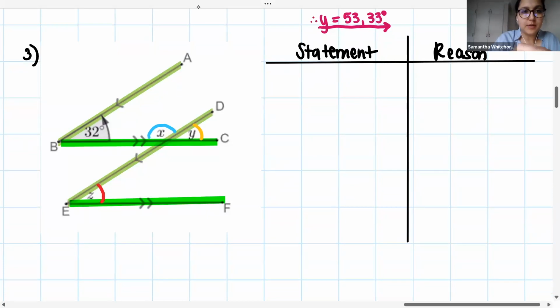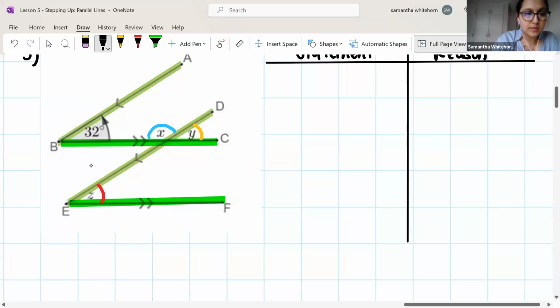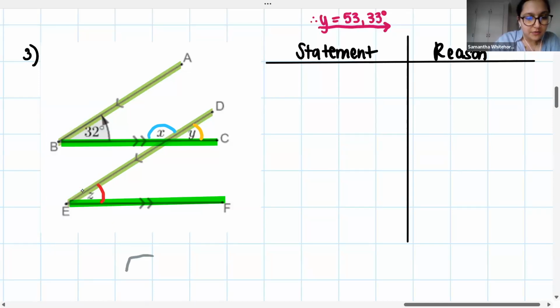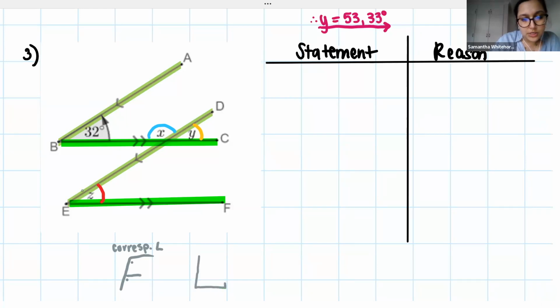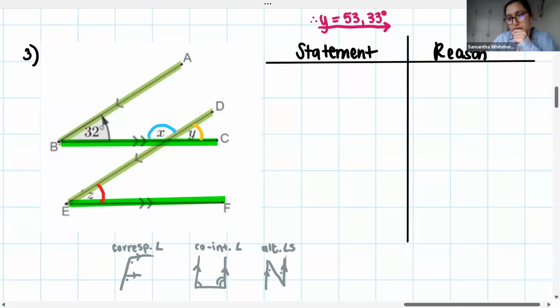Just going to put a little reminder of our parallel line reasons at the bottom because I don't want us to make silly mistakes. Remember the F shape, where those 2 angles are equal, that is corresponding. The U shape, where if we add these angles together to get 180 is co-interior angles. And the N or the Z shape, where our alternate angles are equal, are alt angles. So please just remember that. Don't make silly mistakes.